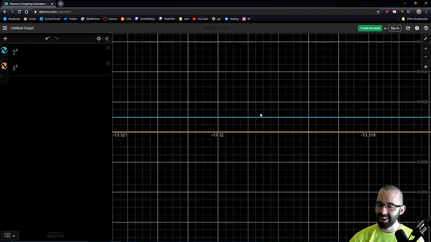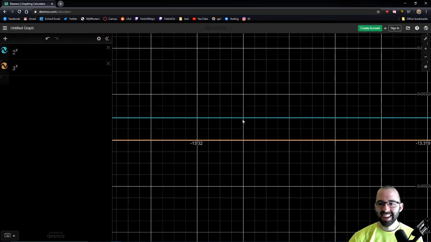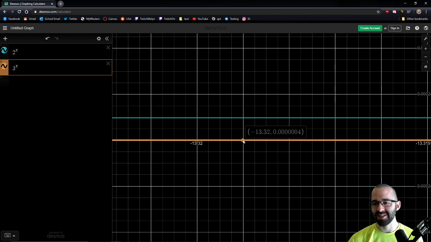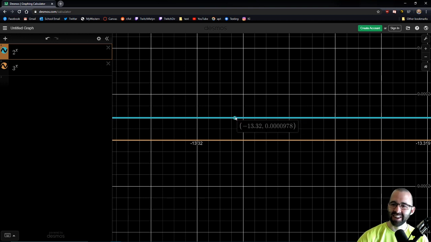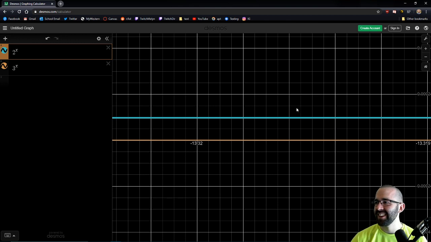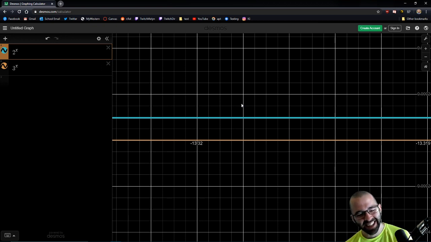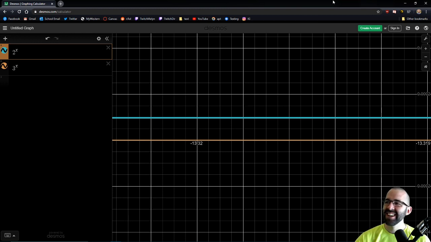There we go. See, oh my word, this hurts my eyes. See, this function is 0.0000004. This one is 0.0000978. So they don't actually touch. They look like they touch. But they don't cross. They only cross that once. Okay. I thought I would only have to zoom in a little bit. I had to zoom in a little bit more than I expected. They're pretty close. But yeah, I'm glad you picked up on that, Lexi.